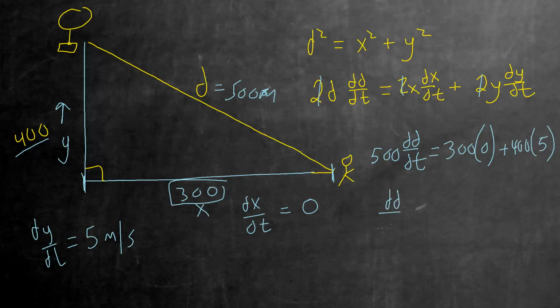dd/dt equals 400 times 5, which would be 2,000 divided by 500. That distance should be changing at 4 meters per second.